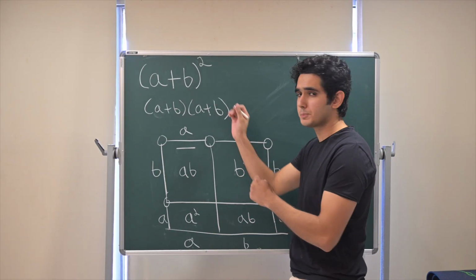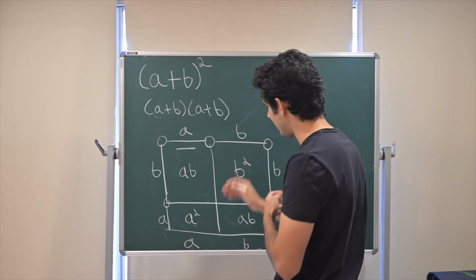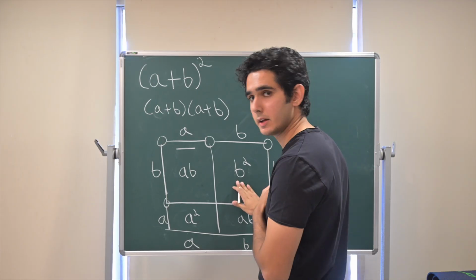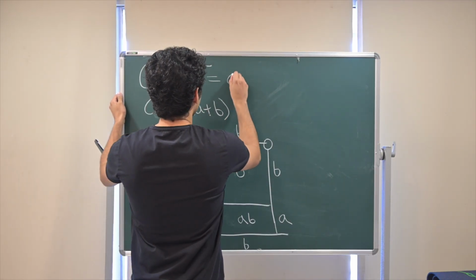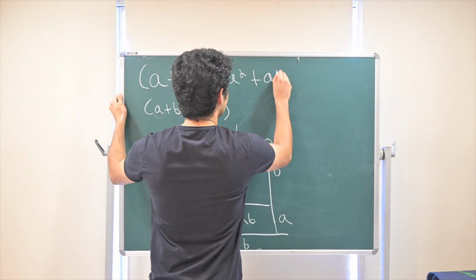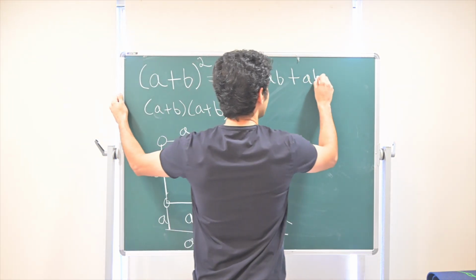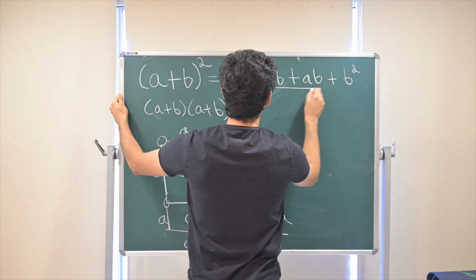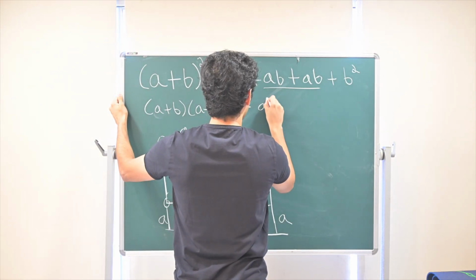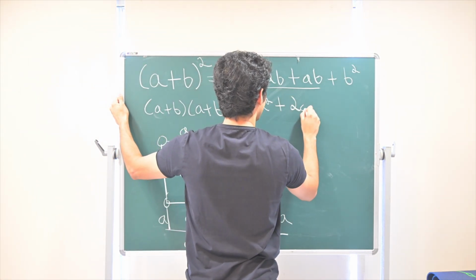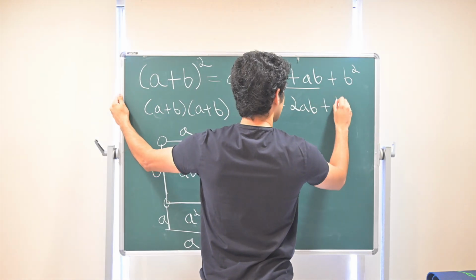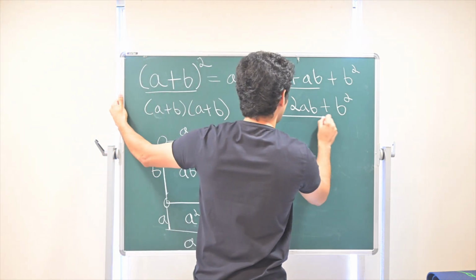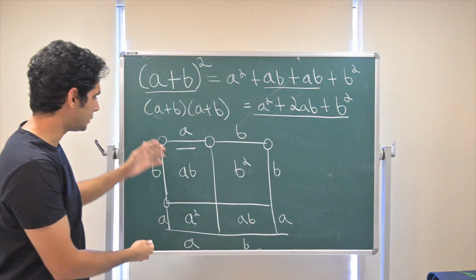So the entire expression a plus b whole squared has the value a squared plus ab plus ab plus b squared. Let's write that down. A squared plus ab plus ab plus b squared. We can group these two together and get a squared plus 2ab plus b squared. We have discovered another algebraic identity using this beautiful geometry.